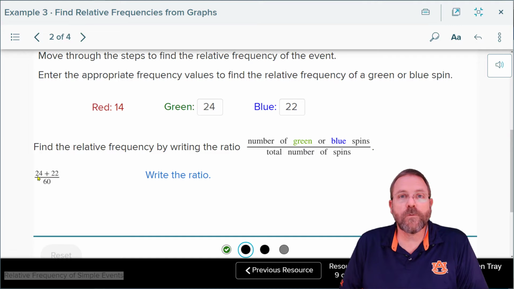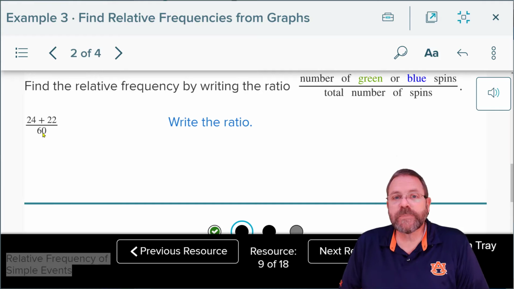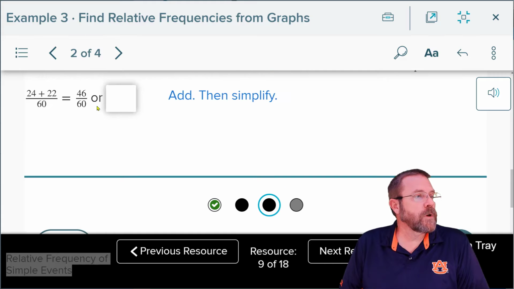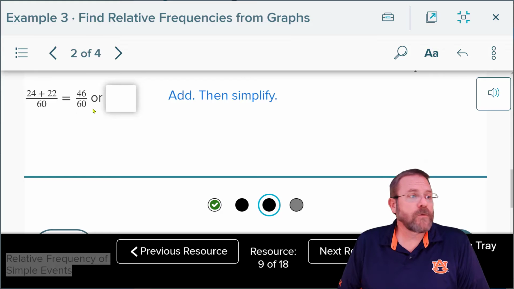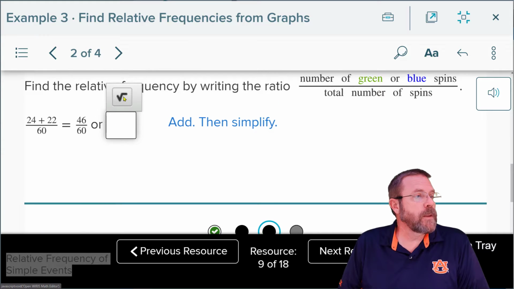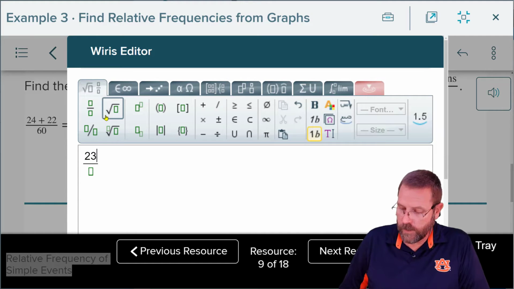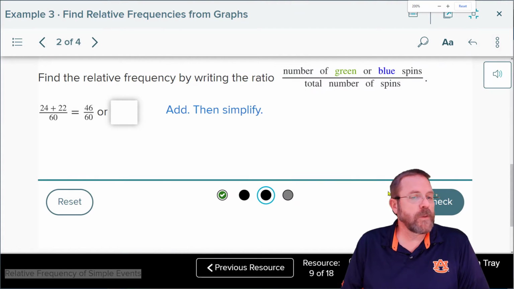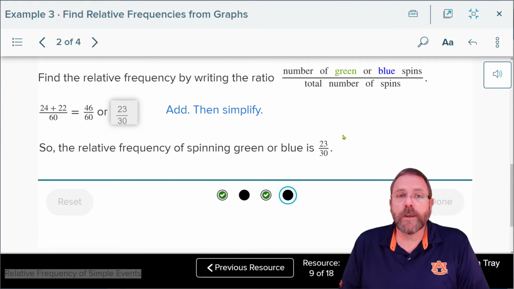Well, there is 24 green. There's 22 blue that you can see down here, and there was 60 spins total when you added them all together. So you take 24 plus 22, that's going to give you 46 over 60, and 46 over 60 of course simplifies to 23 over 30. So let's put that in as our fraction, 23 over 30, where I divided the two numbers by 2, hit accept and check. And the answer checks. So the relative frequency of spinning a green or blue is 23 out of 30.